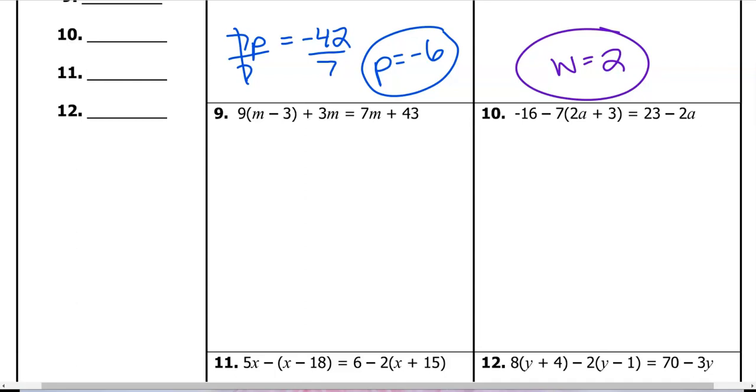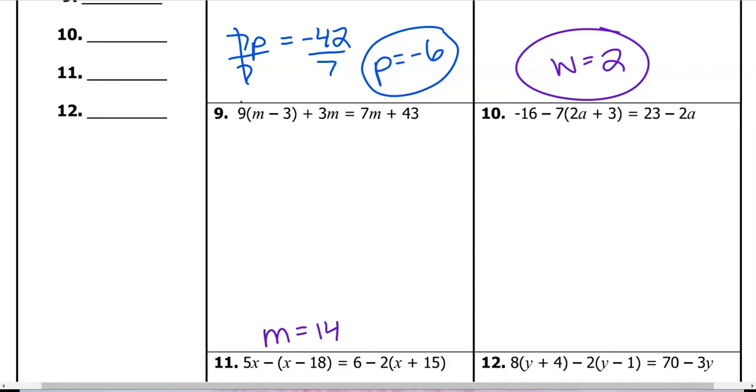Do you think you can do number 9? Yes, can I challenge you? I'm going to challenge you. Do number 9. You got it. What did you get? It should be 14. Yes, we should get 14 for this one.